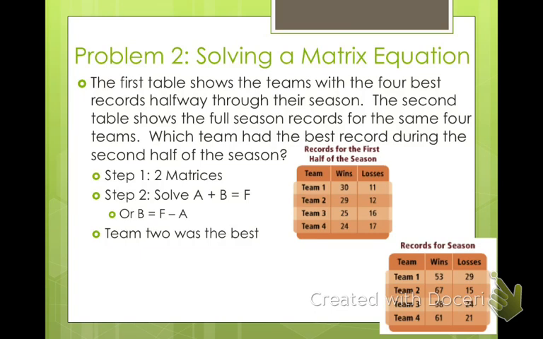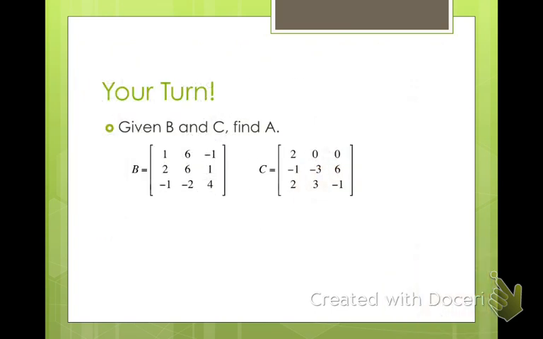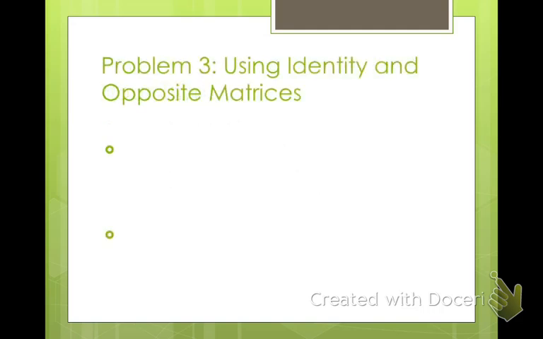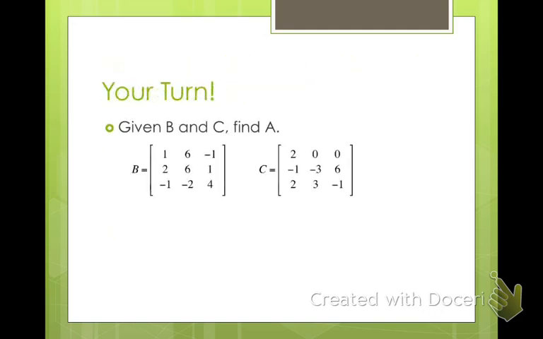So if you find the difference between each one of the wins, Team 2 was obviously the one that had more wins in the second half of the season. To find the second half, you take the whole season and subtract the first half, and what you're left with shows who had the best wins. This one just says, if you're given B and C, find A. And A would be B minus C.